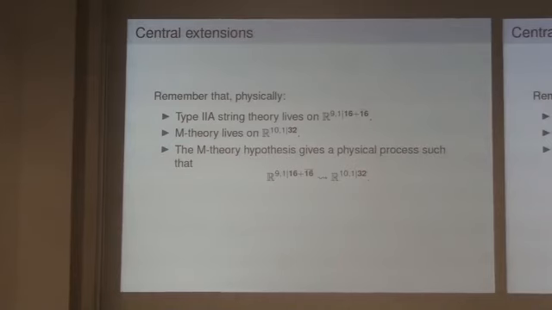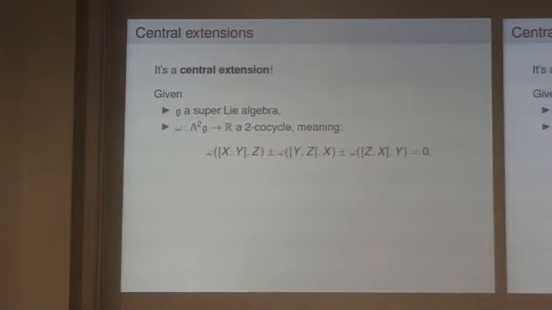So remember that we're trying to understand this M-theory process, where physically, it's a physics story where type 2A string theory that lives in 10-dimensional superspacetime gives M-theory on 11-dimensional superspacetime. And the M-theory hypothesis describes a physical process going from type 2A spacetime to M-theory spacetime. And what is this process mathematically? I've already told you the answer verbally. It's a central extension.